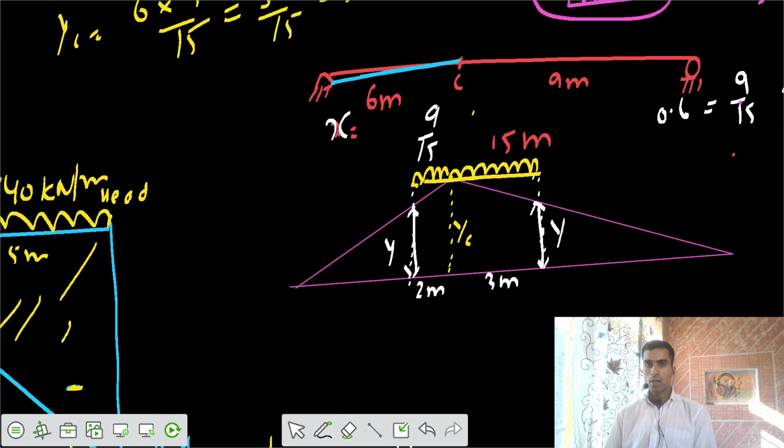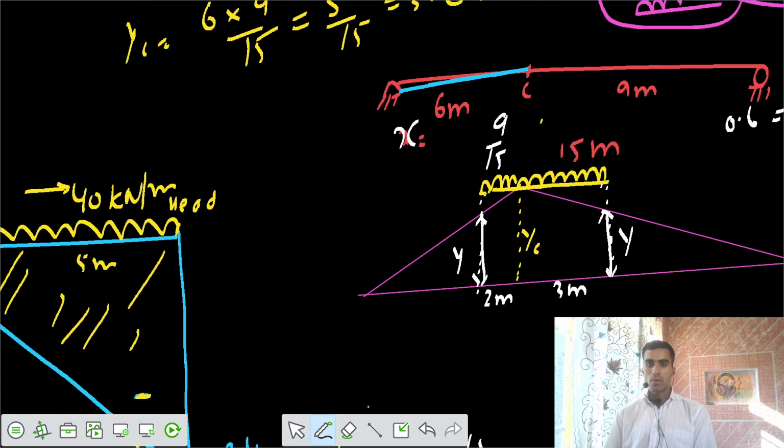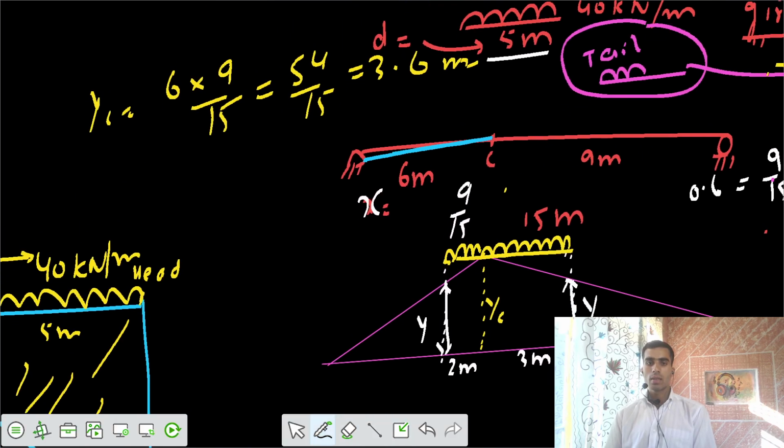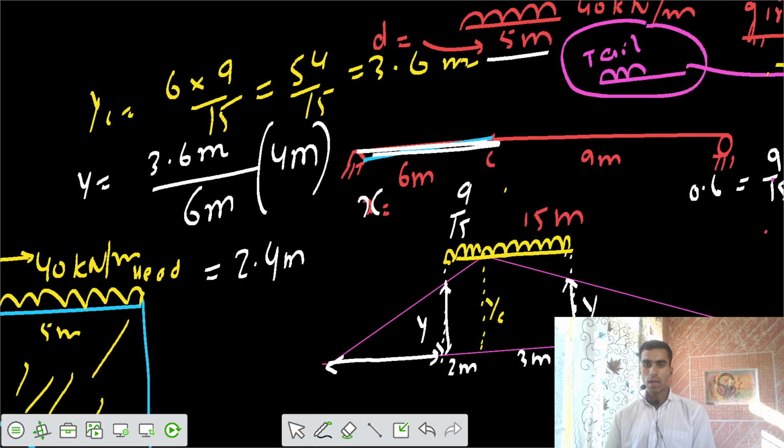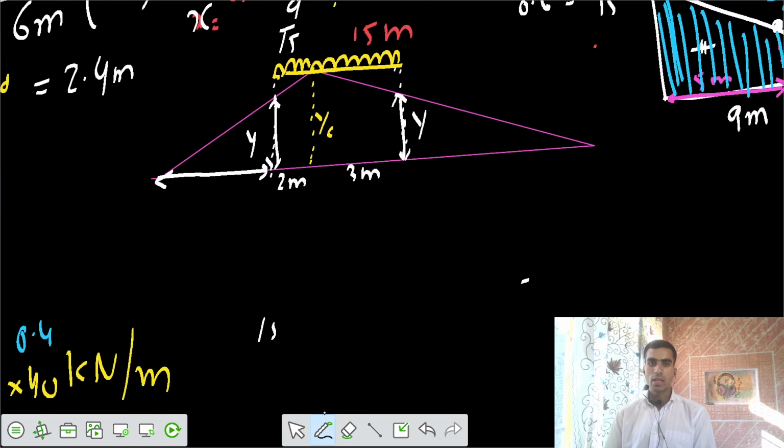You can get those ordinates since we know, from the similar triangles, that YC is 3.6. So what is the ordinate at Y? 3.6 meter was for the length of 6 meter, but I need only for this triangle. What is the length of this triangle? That is 6 minus 4, 4 meter. So I got that ordinate of 2.4 meter. So I can now calculate the bending moment at C. This is the area under the curve.